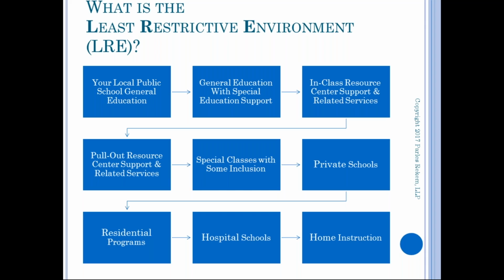And this is a really good visual for you to look at, because there are a lot of different options and things that the team and you yourself have to really think about. Where will my child make progress, and what could it be? It could be in general ed, it could be in class, it could be in a self-contained class, it could be in private schools, a hospital, home instruction. There are so many different options.